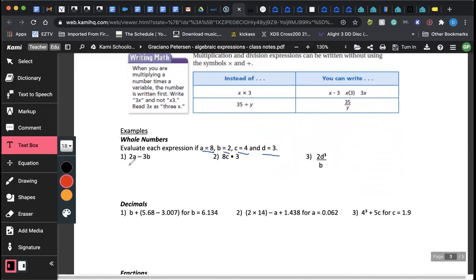So in my first expression, I have 2A minus 3B. So I'm going to replace my A with 8 and my B with 2. So it becomes 2 times 8 minus 3 times 2. Right, and I just evaluate each of these. I'm going to have 16 minus 6 to give me 10.